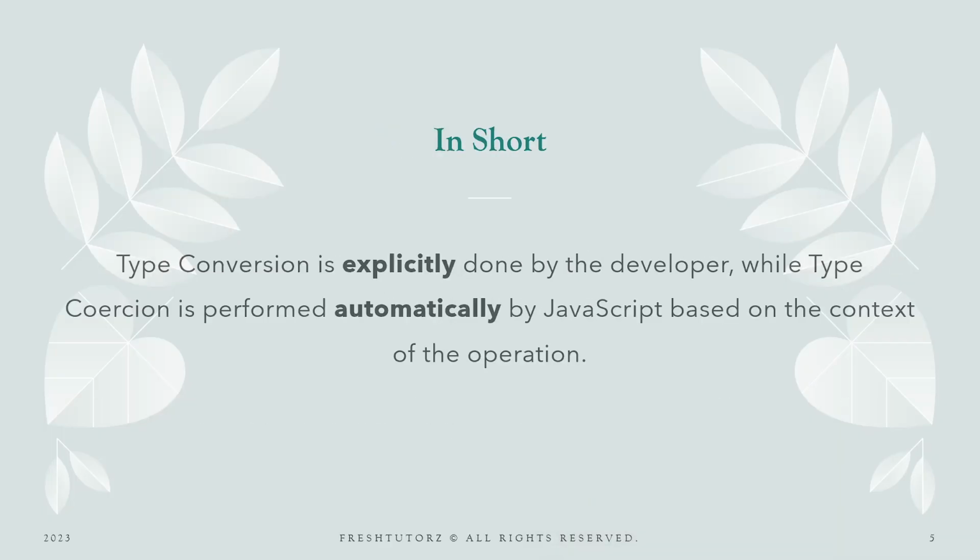So type conversion is explicitly done by the developers, but type coercion is performed automatically by JavaScript based on the context of the operation. That is the difference. I hope you understood everything. Let's see in another video.